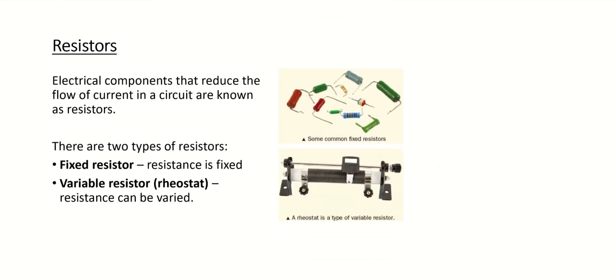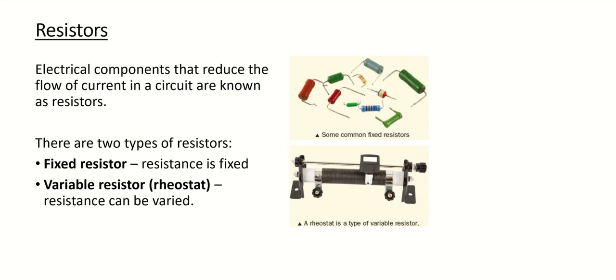Okay, then resistors. They are components that reduce the flow of current in a circuit. There are two types of resistors: the fixed resistor, where the resistance is fixed, and the variable resistor. We use this term called rheostat. Please make sure you know how to spell it. The rheostat's resistance can actually be varied. So this is a diagram of how the rheostat will look like.